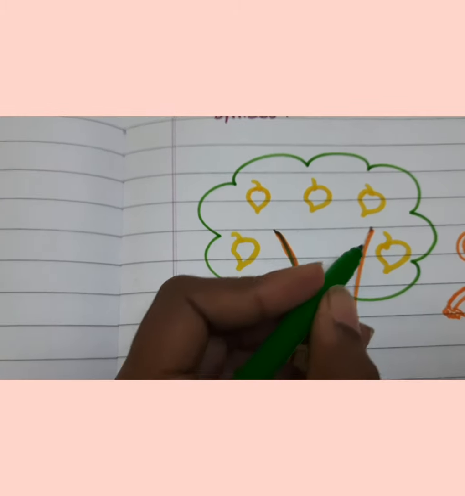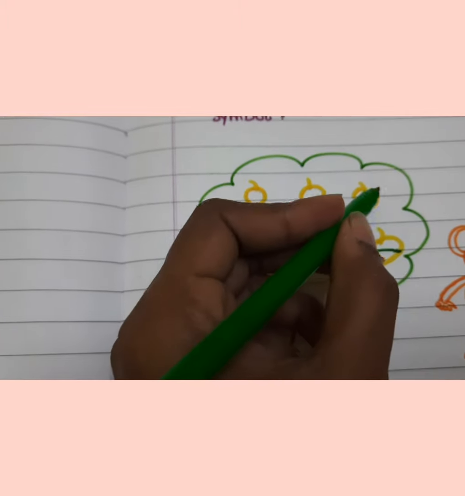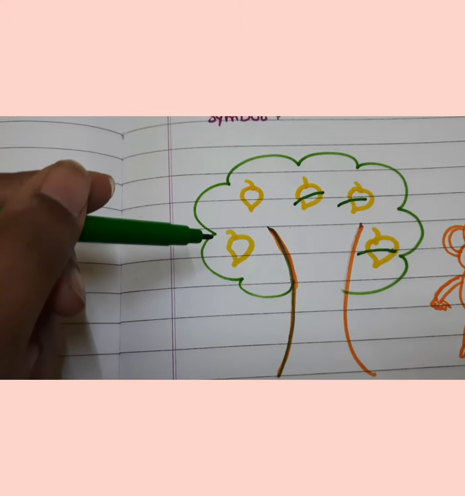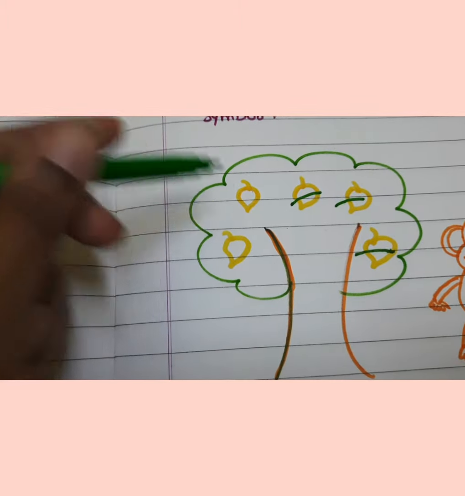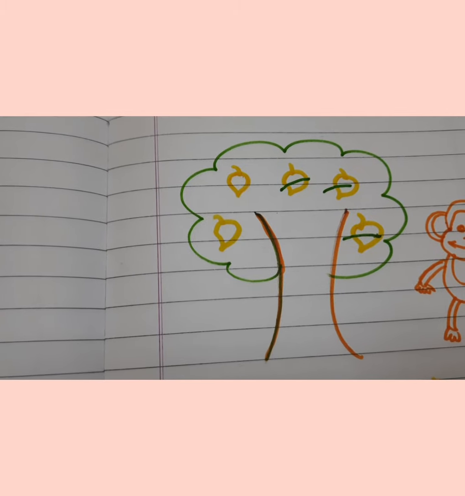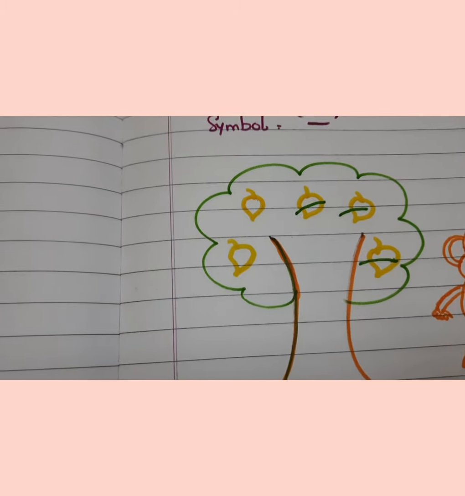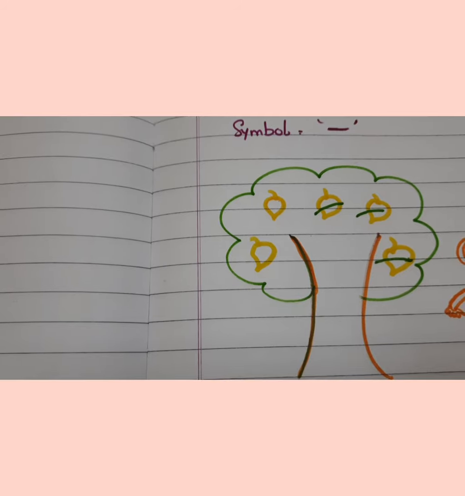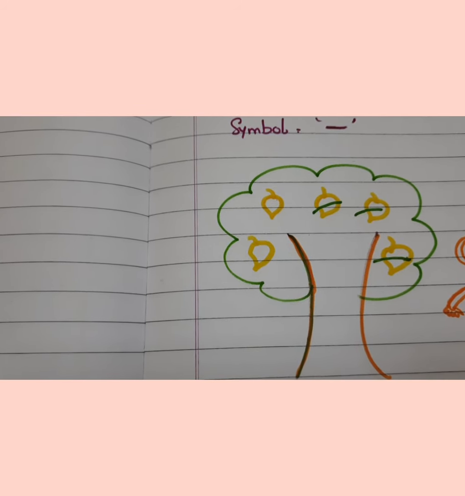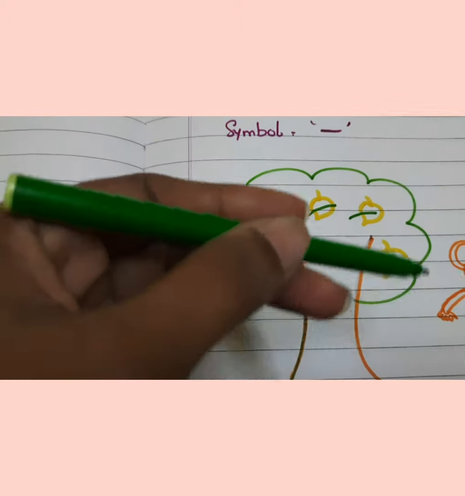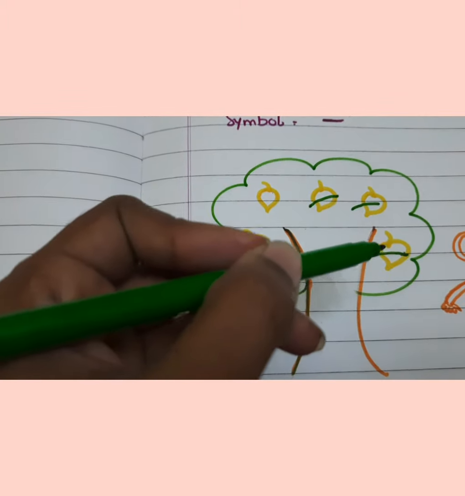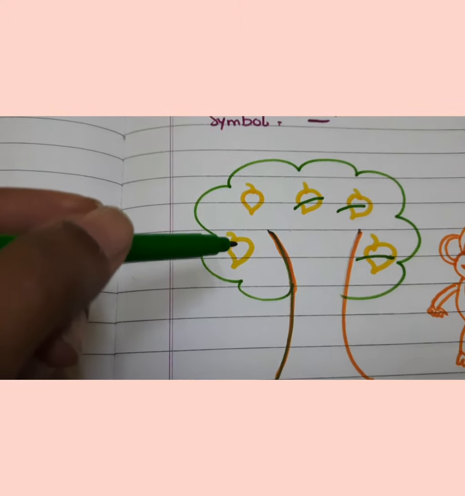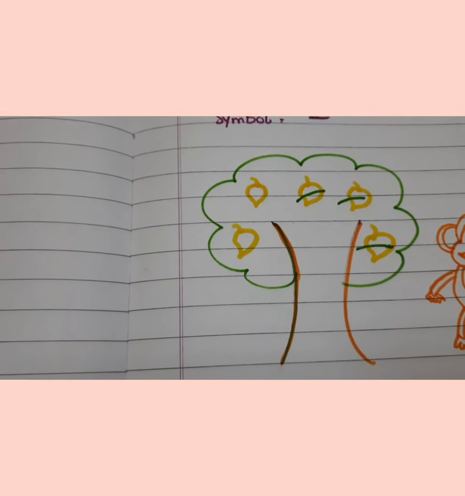So the monkey ate 3 mangoes. 1, 2, 3. How many mangoes are left on the tree? 1, 2. So what is the final answer? 2. This is the concept of subtraction. Subtraction means taking away. From 5 mangoes, we are taking away 3 mangoes. How many are left on the tree? 1, 2. This is the answer.